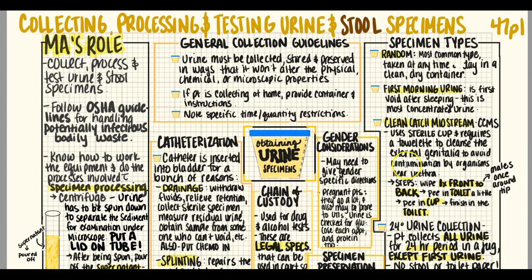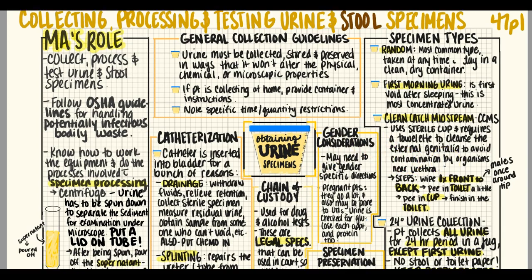Various specimen types. These are important to know, so make sure you memorize these because you will see a lot of urine specimens being done on patients when you go out to your externships, and then when you begin working. Urine tests are cheap, they are easy to do, and so we see them pretty frequently.